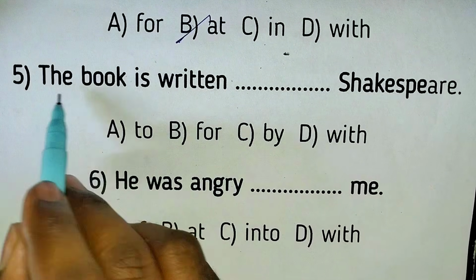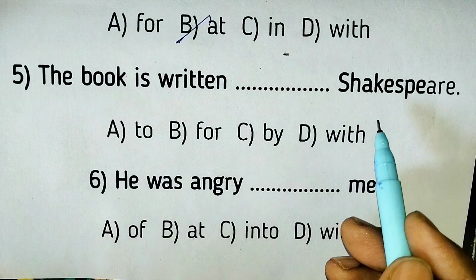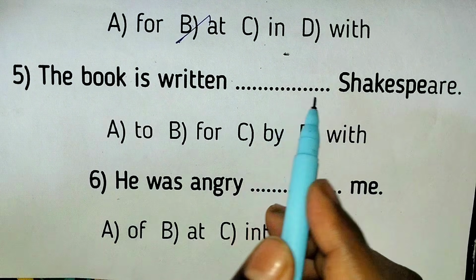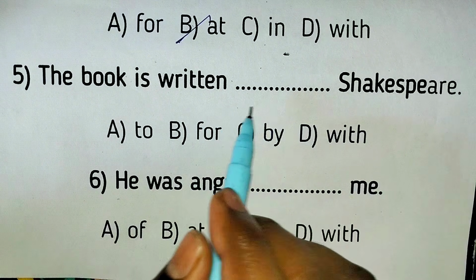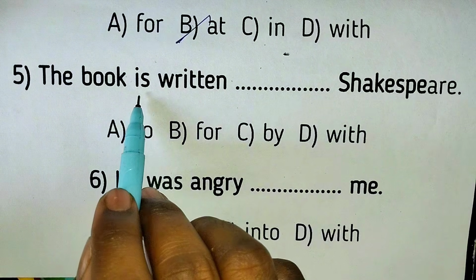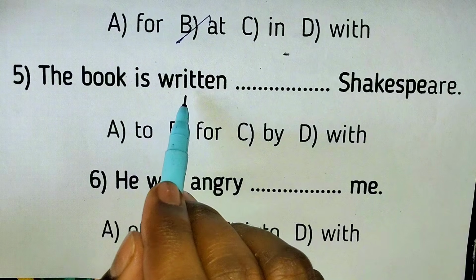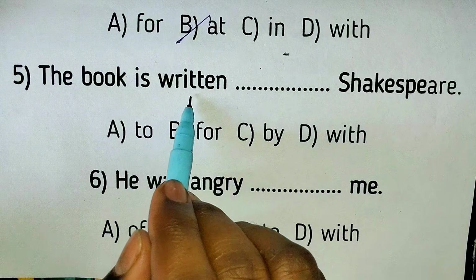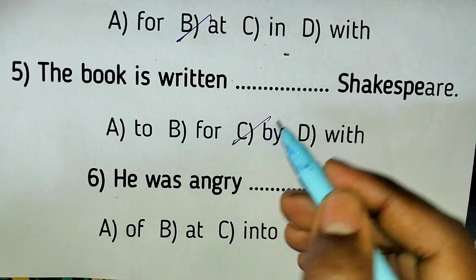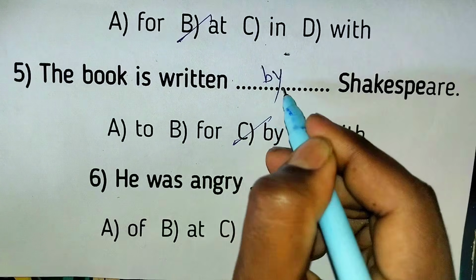Next is, the book is written dash Shakespeare. I think it's very common, and if you look at the sentence, you can understand that it is written in the passive sense. Here is an auxiliary verb and it's the past participle form of the verb. So we have to use by. There is no option. By is the right answer.